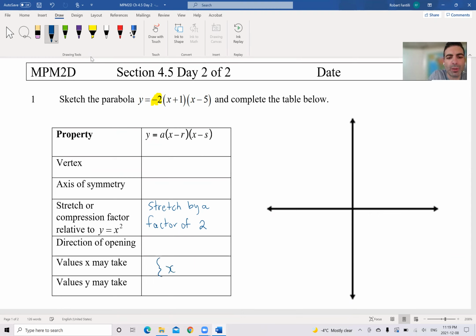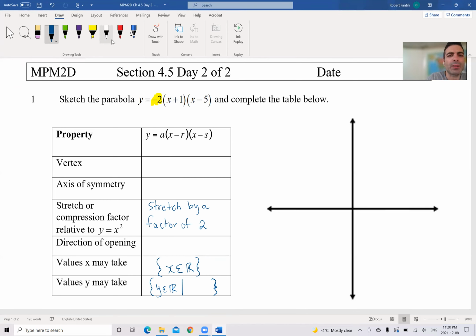I can get an easy mark right here. I know X belongs to the set of any real number. I know my Y values are going to be Y belongs to the set of any real number, but there's going to be a limitation. I don't know what that's going to be over there yet. So I've already filled in what I can, and then it wants me to sketch this as well.